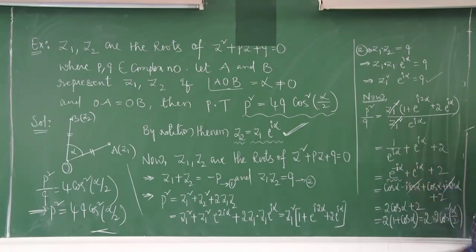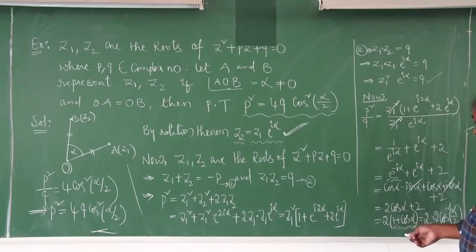What is e power i theta? It means the Euler form, cos theta plus i sin theta. Of course here minus i alpha is there. So cos alpha minus i sin alpha plus e power i alpha, which means cos alpha plus i sin alpha. Both get cancelled. Cos alpha plus cos alpha gives 2 cos alpha, plus 2. If you take 2 common, you will get 1 plus cos alpha.